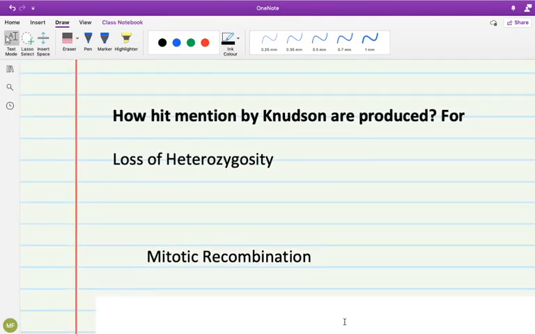Today we are going to discuss, in continuation to what we have learned earlier, the Knudson two-hit model. The most interesting thing in this regard is what form these hits take. The hit we noticed in case of familial and in case of sporadic retinoblastoma, we say that the individuals require two hits.